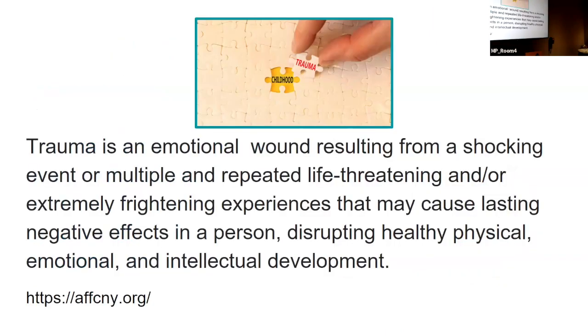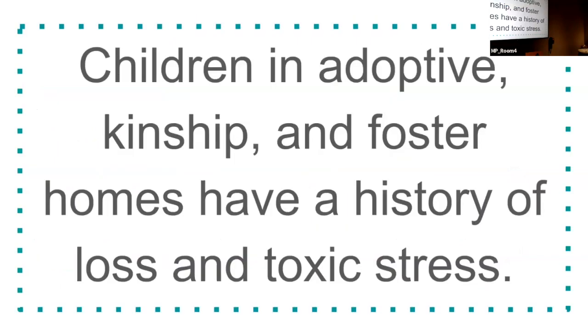There we go. This is the definition that I will politely read to you. Trauma is an emotional wound resulting from a shocking event or multiple and repeated life-threatening and/or extremely frightening experiences that may cause lasting negative effects in a person, disrupting healthy physical, emotional, and intellectual development. You can find that definition on the website. I'm sure the slides will be shared with you later. Children in adoptive, kinship, and foster homes have a history of loss and toxic stress. That means they have trauma. And so we're going to go into what that will look like.